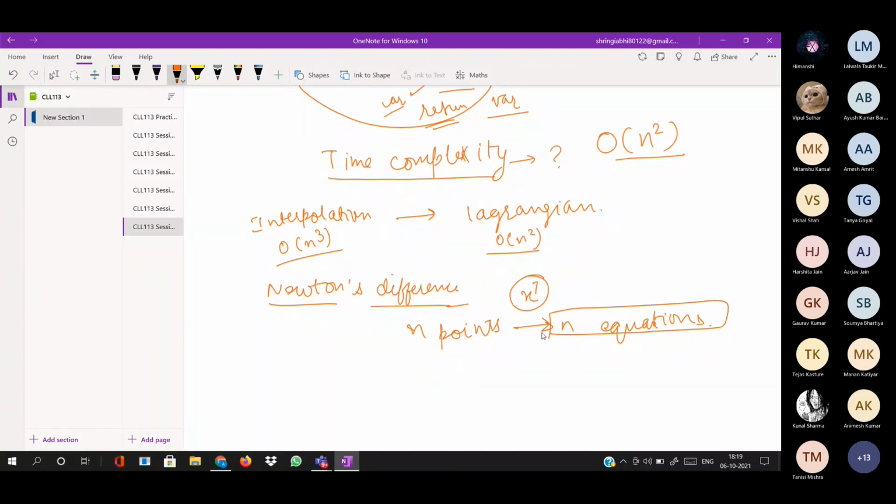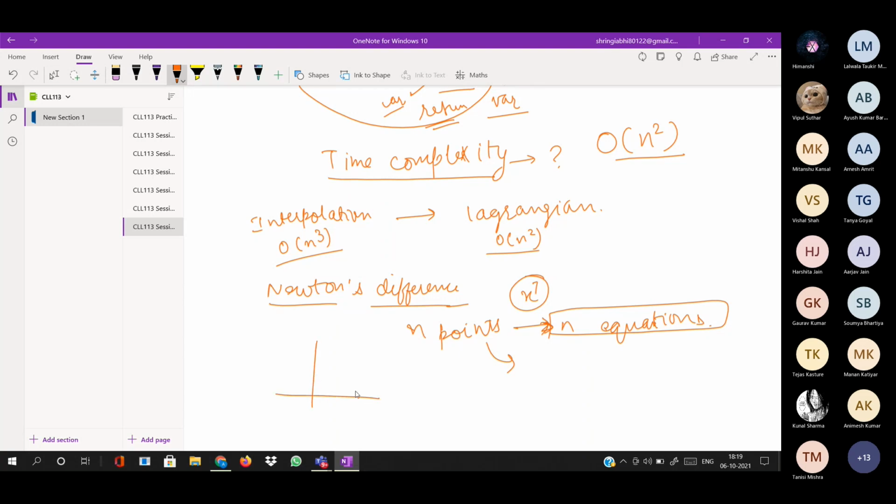We should have n equations for these n points. So we must have that much degree of the polynomial at least to solve for them. Otherwise, if it would be a 1 degree polynomial or a 2 degree polynomial, then it will just overfit, sorry, underfit these conditions.